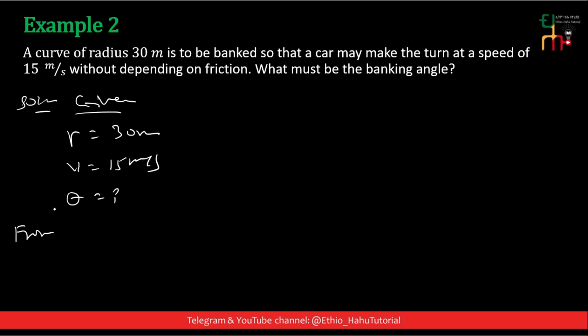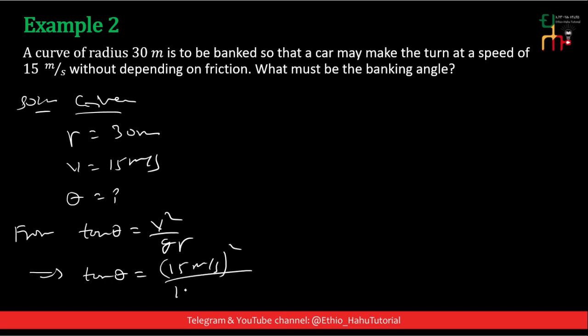From the relationship between banking angle and the speed, tan theta is equal to V squared divided by g r. This is equal to 15 meters per second squared divided by g, which is 10, times r, which is 30 meter. g is actually meter per second square, so meter per second square times meter is meter square per second square. The unit will go and we are left with tan theta is equal to 15 square.